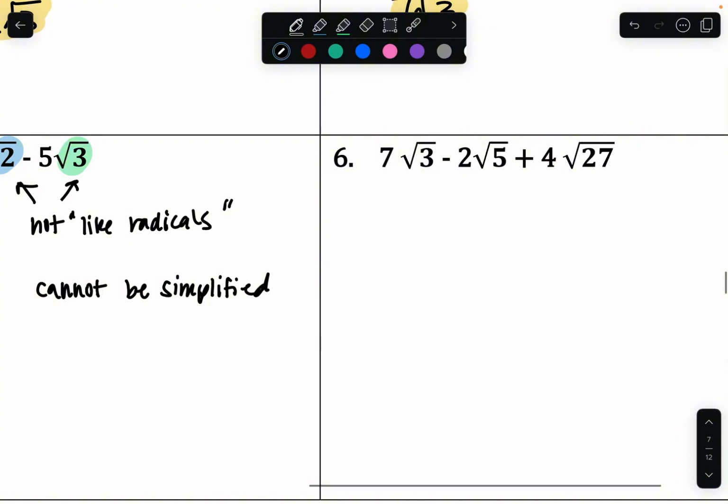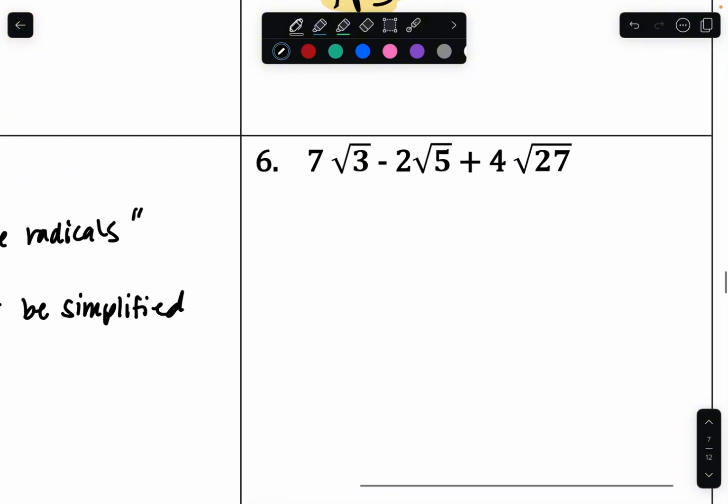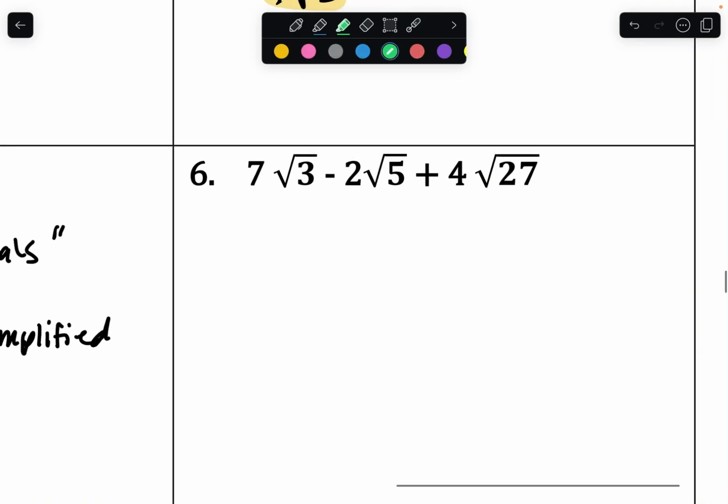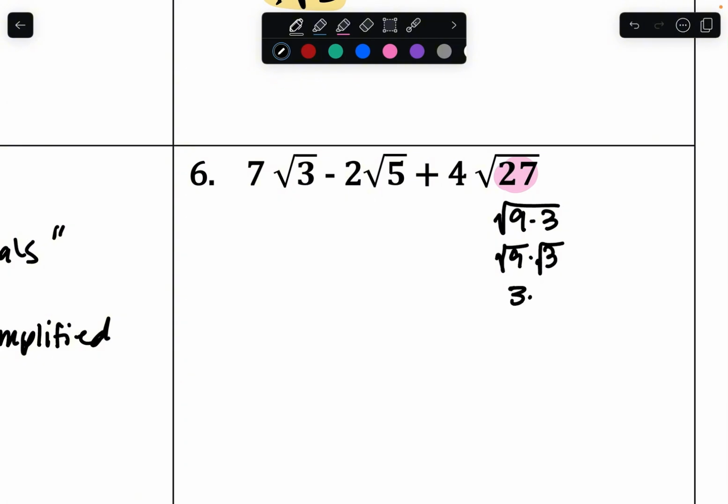Okay, on this next one, we have a square root of 3, a square root of 5, and a square root of 27. And so we can't combine the 3 and the 5, and definitely not the 27, but the 27 can be simplified. So looking at this 27, I know that is 9 times 3, which means a 3 could come outside the radical. The 4 and the 3 get multiplied to give me 12 square roots of 3.